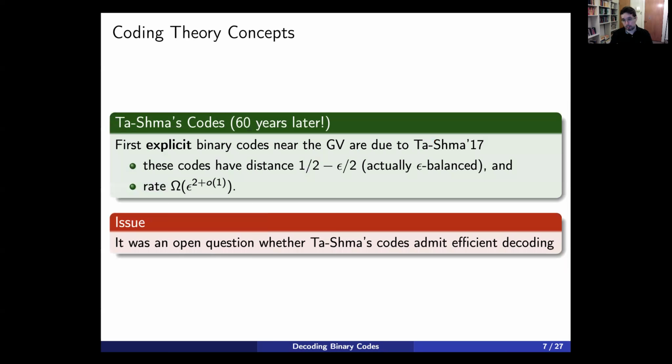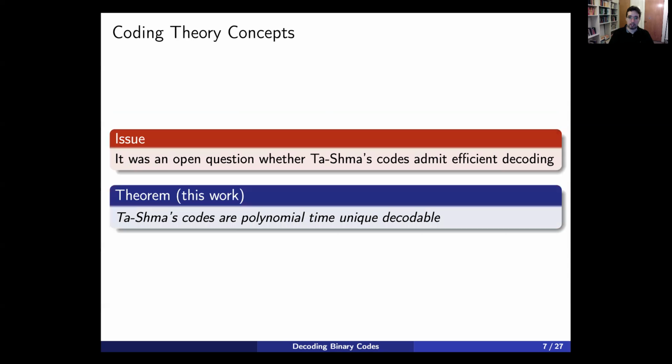Fairly good, but one question was open. Now we have this nice code near the Gilbert-Varshamov bound. It's explicit, but can we decode it efficiently? That was the main question left open. And in this work, our main result is yes. Ta-Shma's codes admit efficient decoding.